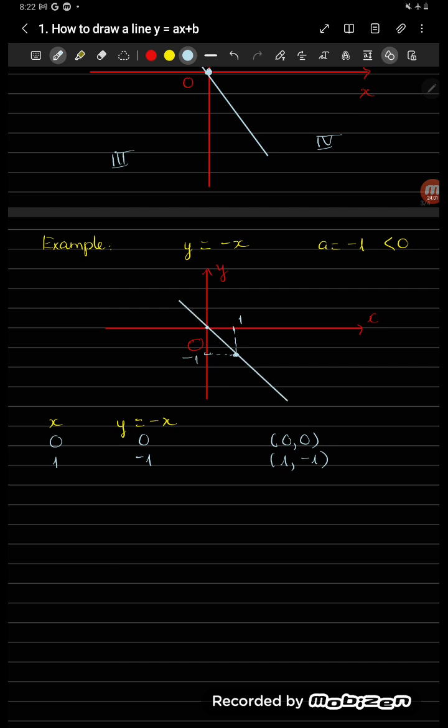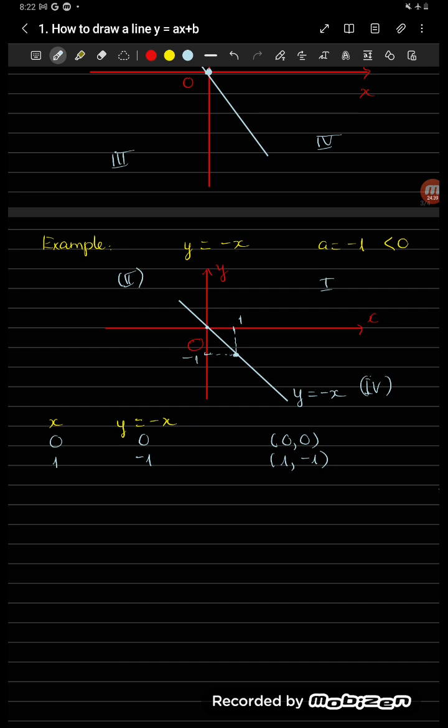Okay, so here you see y equal to negative x. That's the line y equal to negative x. So it lays down in the second quadrant and the fourth quadrant. So it's different from the case above, the case when a is positive.